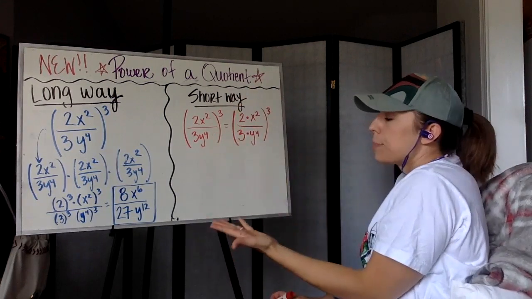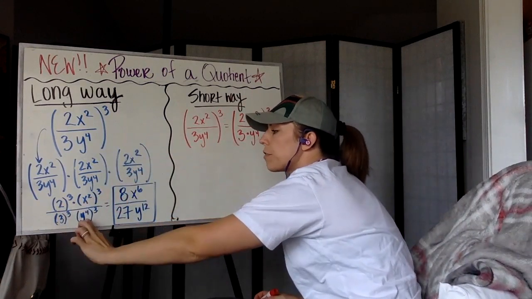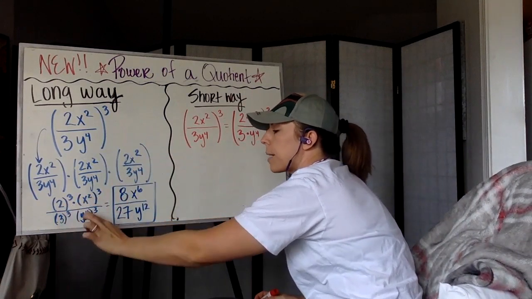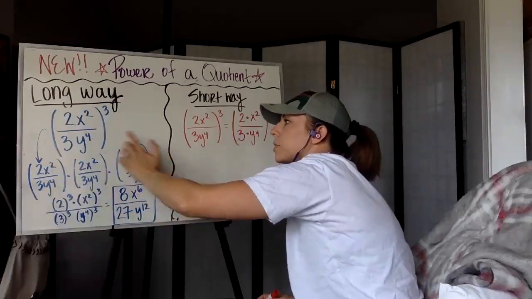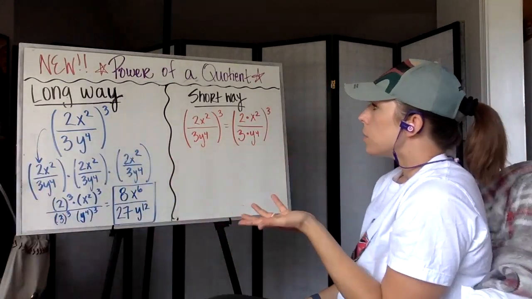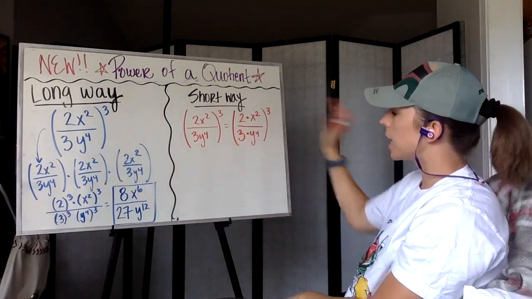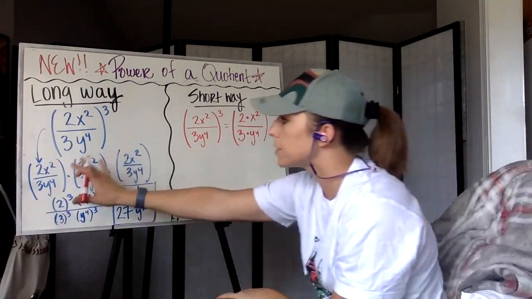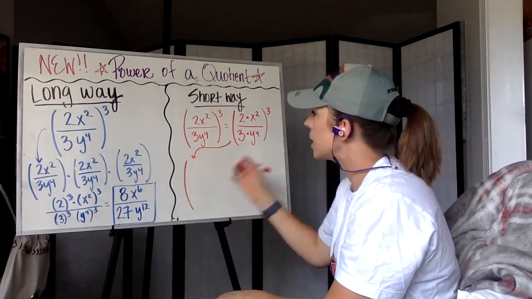Now, what actually happened? If you look down here, all individual factors were all raised to the power of 3. 2 got multiplied 3 times, x squared was multiplied 3 times, 3 was multiplied 3 times, y to the 4th was multiplied 3 times. Well, that just means that all of these factors, all 4 of these, are going to get raised to the power of 3. So we don't even have to write it out. We already know that's going to happen. So essentially, we could just write it like this.